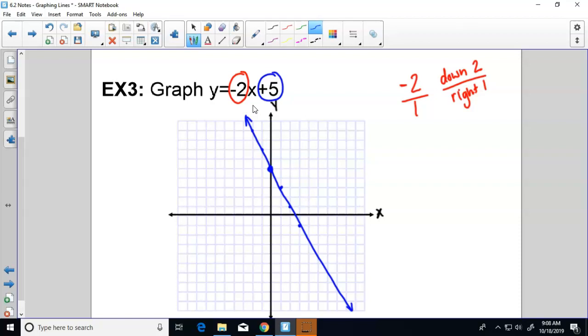Okay? Double check yourself. If you have a negative slope, the line should look like it's decreasing from left to right. It should be going down from left to right. Okay? Questions?